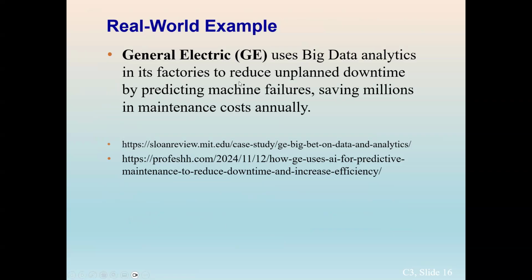So General Electric uses big data and analytics in its factories to reduce unplanned downtime by predicting machine failures, saving millions in maintenance costs annually. And we have the reference on this article on GE's use of big data in their manufacturing production line.